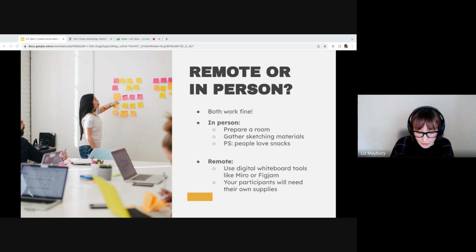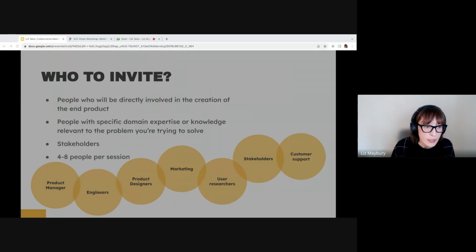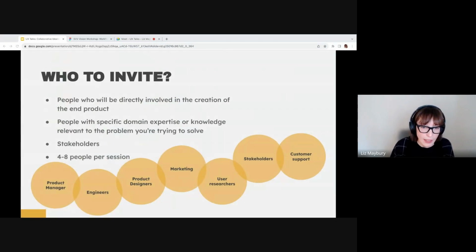So once you've figured that out, you need to determine who you would actually like to invite to this ideation session. I have some guidance that I typically use when I'm determining who would be best for any given session. Obviously, you do want to include the people who will be directly involved in the creation of the end product. So that's almost certainly your immediate team. For me, that's my product manager. It could be engineers. It could be product marketing. If you're on a team with other product designers, you'll want to include them.